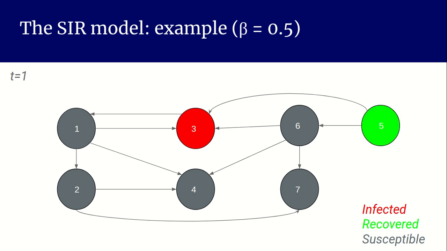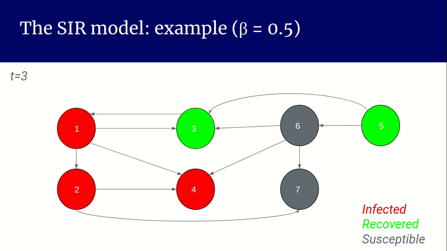Recall that at the end of each time step, the nodes infected in the previous step get recovered. Therefore, 5 recovers and cannot be infected anymore. Now, 3 can only influence vertex 1 and assume that it succeeds. At the end of time step T2, 3 will get recovered. Now, vertex 1 has 2 neighbors, right? And it infects both. So we assume that it can infect both.